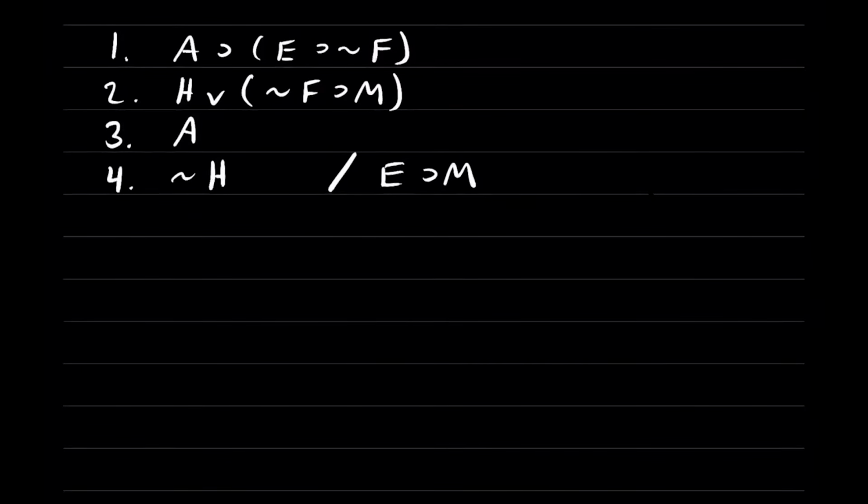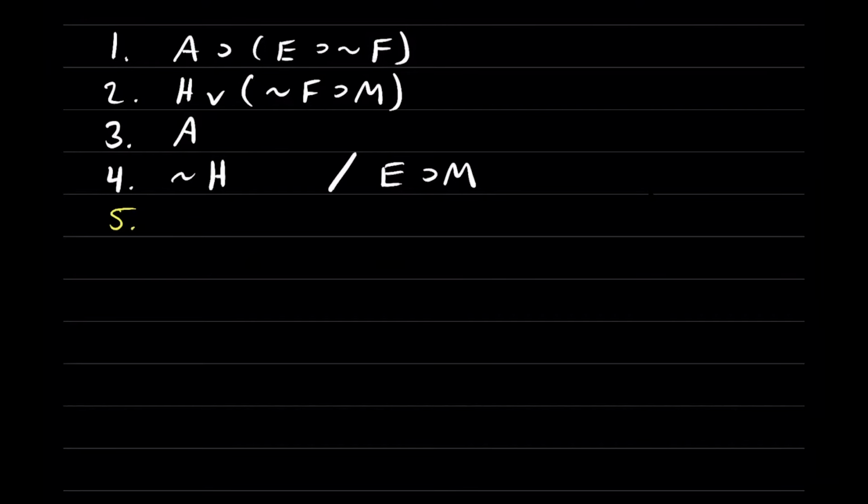So in this proof, you're given 4 premises. If A, then E implies not F. Kind of a lengthy first premise. Line number 2 says either H, it's a disjunction, either H or not F implies M. 3 just says A is true, and 4 says H is false, not H. So we're going to start out by adding a new line, 5, and we'll see what we can deduce from this.